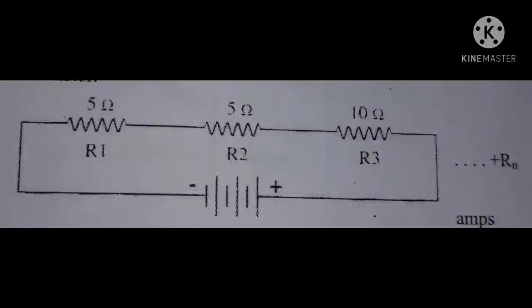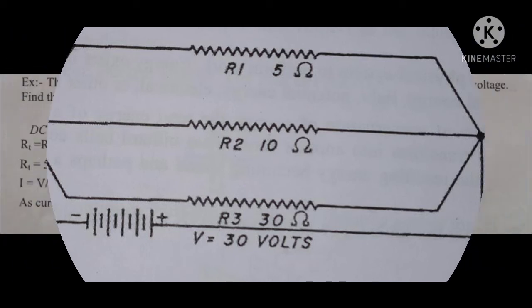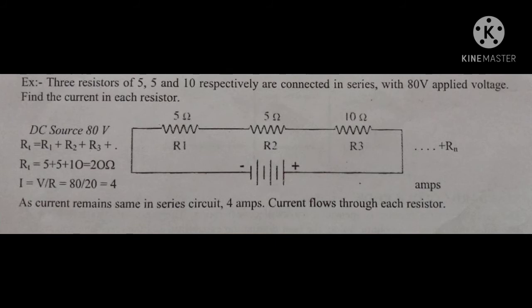Let's come to our next topic, that is resistors in series and resistors in parallel. We can see the images of the resistors in series and resistors in parallel on the screen. So let's discuss these topics now. Resistors in series. In a series resistance circuit, the total applied voltage is divided across each resistor and the current flowing in each resistor remains the same.